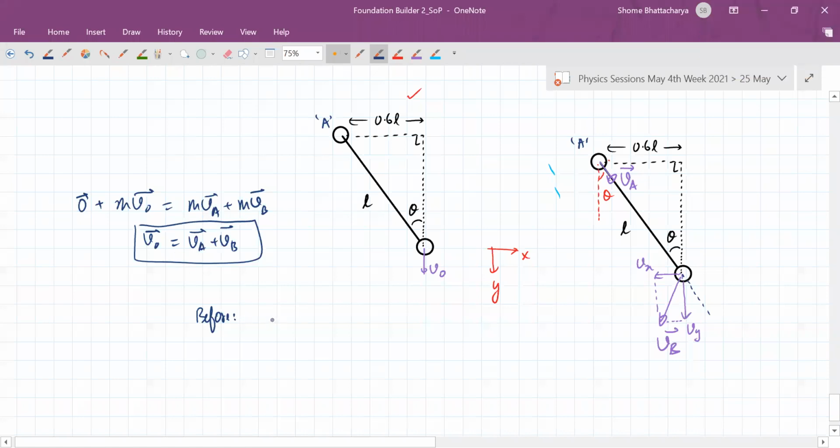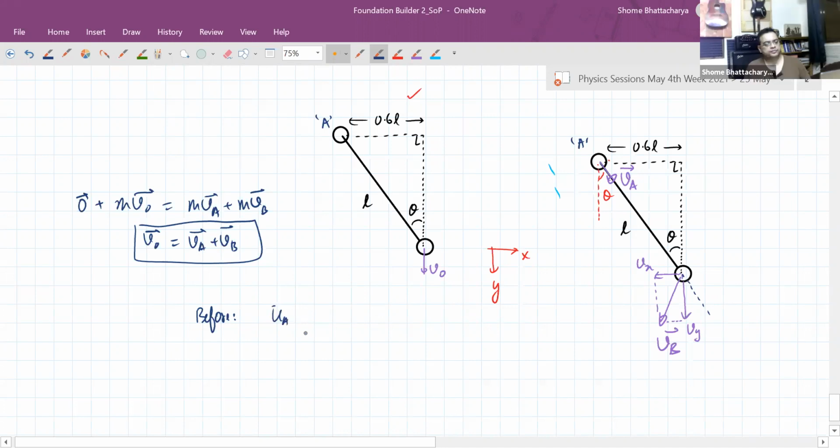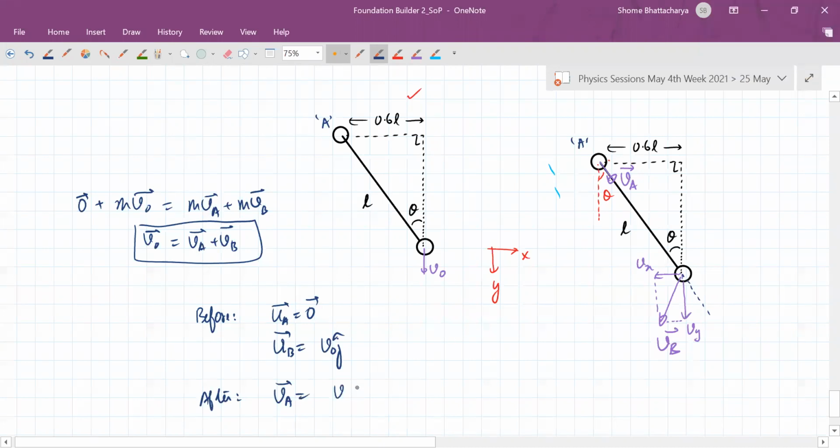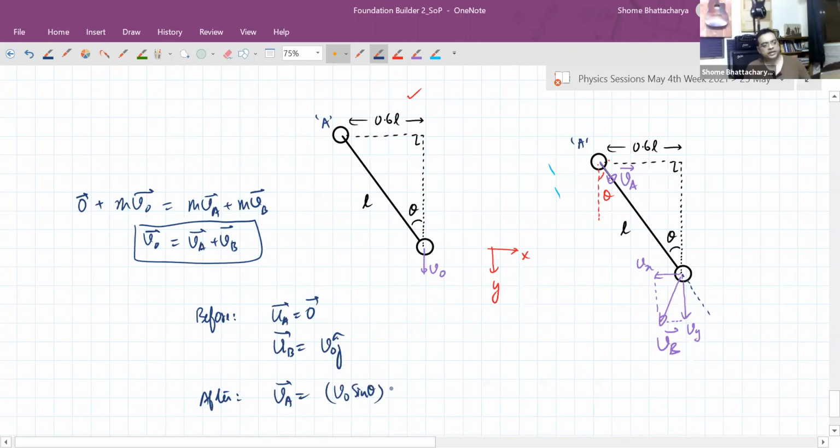Yes, sir. Understood. So before impact, A's velocity was 0 and B's velocity, if we write as UB, we can see it is V0 j cap, the way we have taken our y-axis. Whereas after impact, you can see that A's velocity, this angle is theta. So it will have a component of V naught sine theta along the x-axis plus V naught cos theta along the y-axis, because theta is the angle with the y-axis, not with the x-axis.